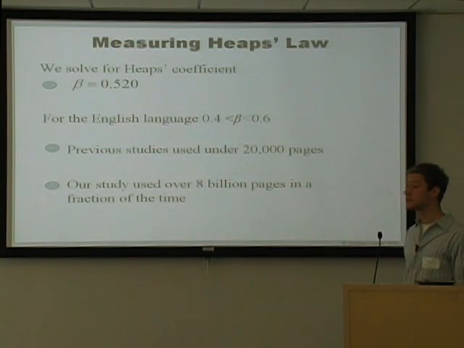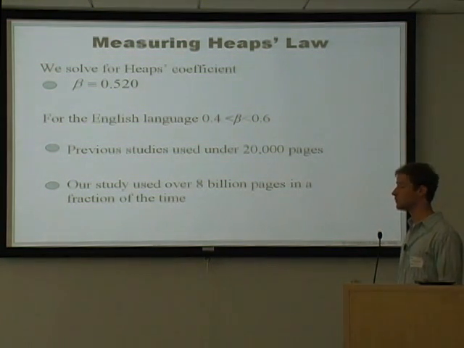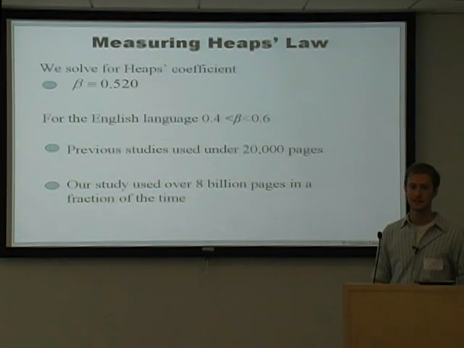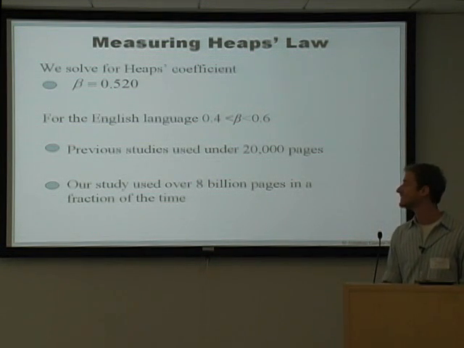Now, what's really neat about this is that previous studies used only about 20,000 pages, where this one actually used the entire Google index of around 8 billion at the time, in practically a fraction of the time used for the normal methods. But of course, that's not counting the hundreds of people that spent hours trying to find the Googlewhacks in the first place. But it's still faster, at least for me.